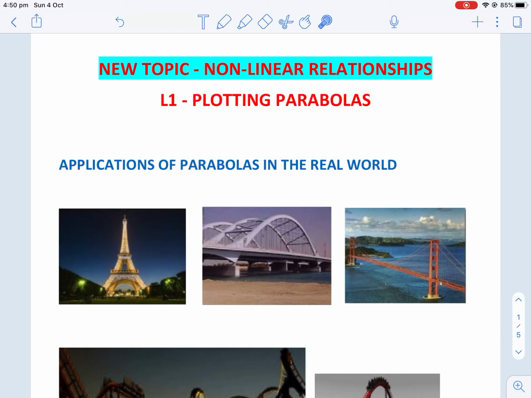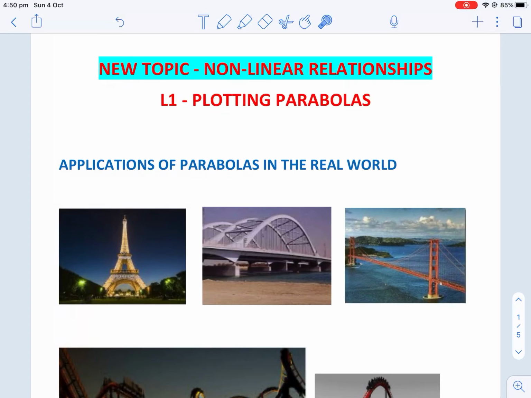And particularly in this topic we just consider quadratic relationships only, and all quadratic relationships are represented by parabolas. Why do we have to learn about this? Is it important in our real world? The answer is yes, it is very important because it has huge applications in the real world.